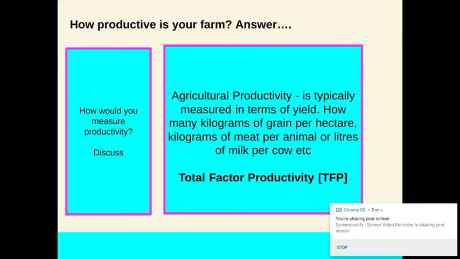Okay, so agricultural productivity is typically measured in terms of yield, all right? So you should have been looking at how productive your farm is, but the way in which you calculate that is how many kilograms of grain per hectare or kilograms of meat per animal or litres of milk per cow, etc. And that gives us a total factor productivity, TFP. And remember, that was one of our key terms. So it's an official thing, and that's how we measure productivity of different types of farming.